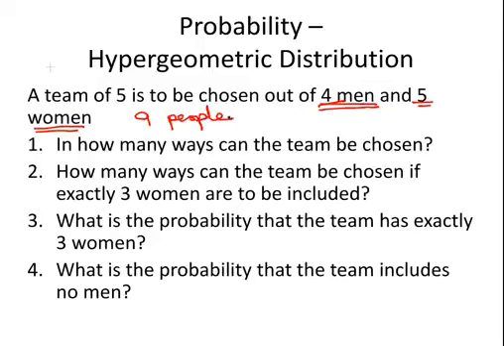Now, in how many ways can a team be chosen? So how many ways are there of picking 5 people from 9? Straightforward enough. That's a choose operator question. How many ways can the team be chosen if there are exactly 3 women to be included? So this is where things get more interesting. We'll come to that in a while, but we'll start off by answering question 1.